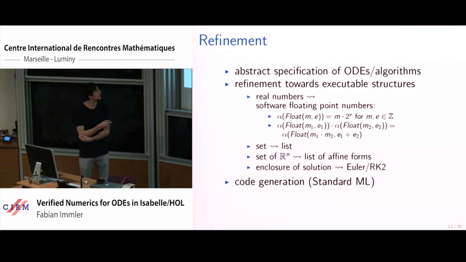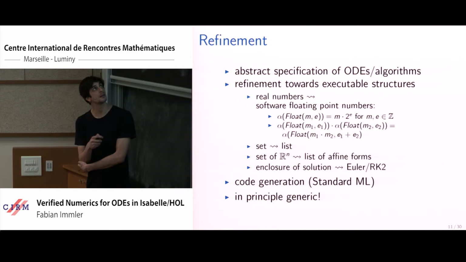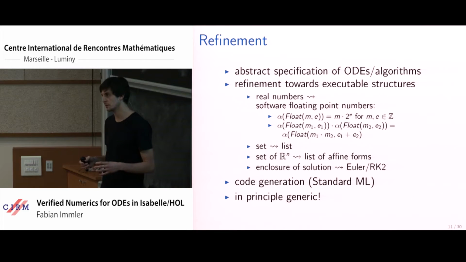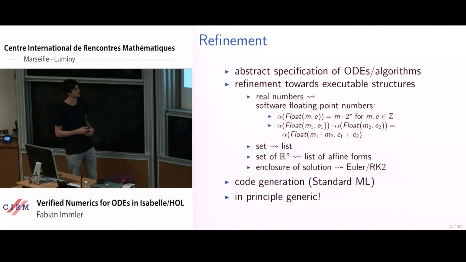And after having refined the abstract specification towards something that uses only executable data structures, we use Isabelle's code generation facility and export code from the executable specifications. And so what do I mean by in principle generic? That this refinement approach, that we implement real numbers by floating point numbers or enclosures with the Euler method or Runge-Kutta method, allows to exchange in a modular fashion parts of the implementation that we get after code generation.